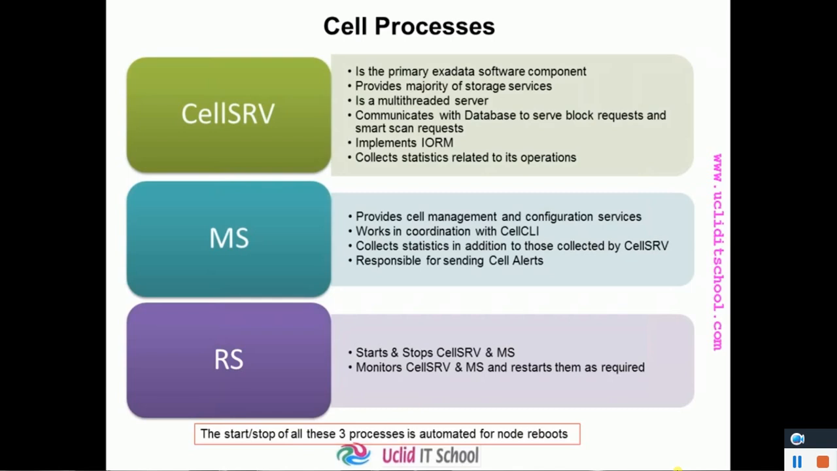Then the next process is RS, restart server. So as the name suggests, RS is responsible for startup and shutdown of cell server and MS process. So if they fail, if they stop functioning, the RS will try to restart them without user intervention. If it cannot restart, then DMA intervention is required. So that is the functionality of the RS server.